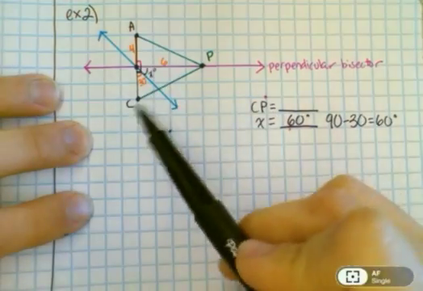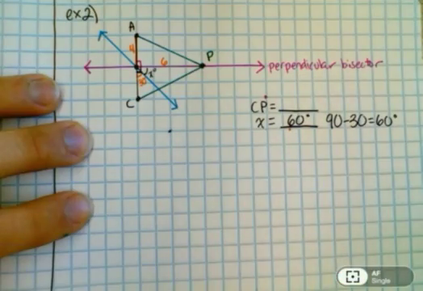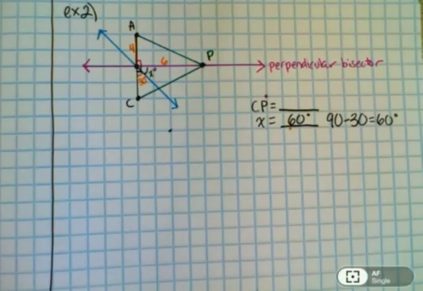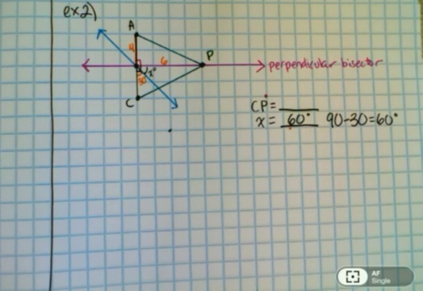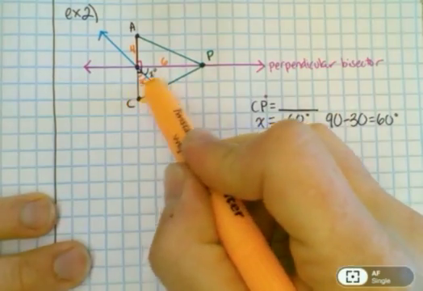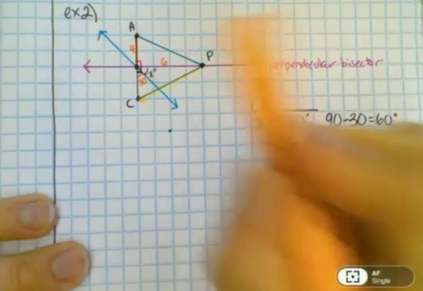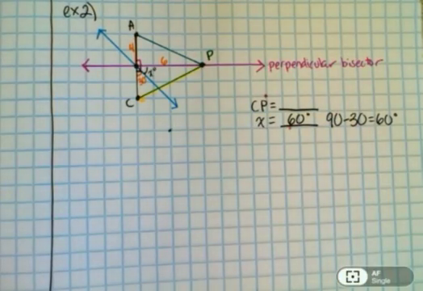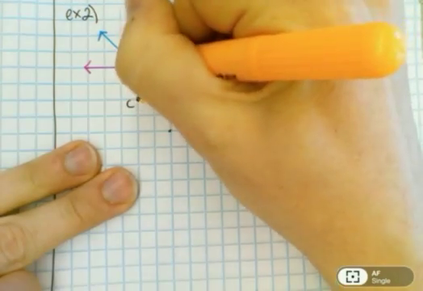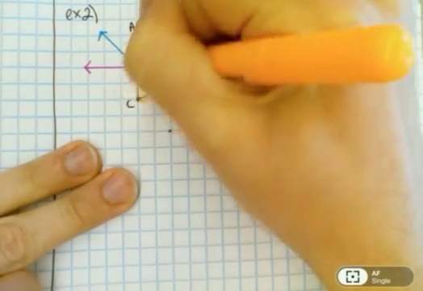This last one, the length of CP, is a little bit more challenging. And so what I want to do, I'm going to grab my highlighter. I want to see if we can figure out where there's a right triangle that might be helpful. So I'm going to highlight that segment that we're looking for, CP, and I'm looking for a right triangle, so a triangle with a 90-degree angle in it. And so this is the triangle that I'm looking for here.